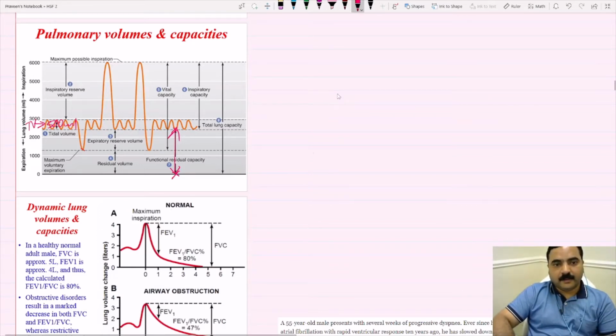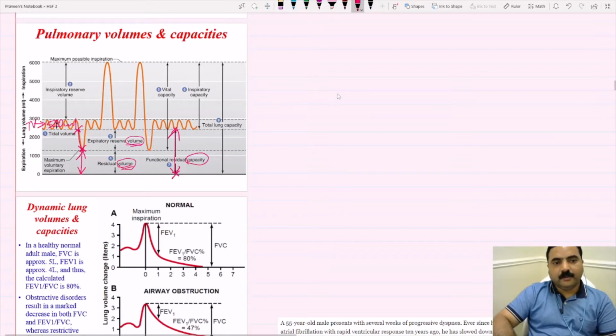Functional residual capacity, when you say capacity, it includes two volumes, which are the residual volume and the expiratory reserve volume. Expiratory reserve volume is the volume of air that can be expired out forcefully after the tidal expiration, from here to here. And the residual volume is the volume of air that remains in the lung after the forceful expiration.